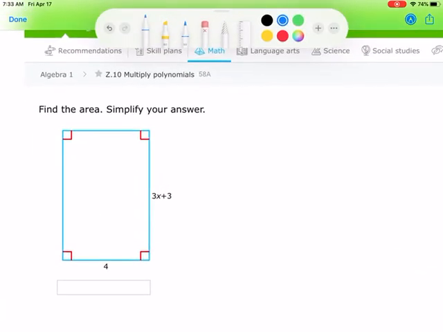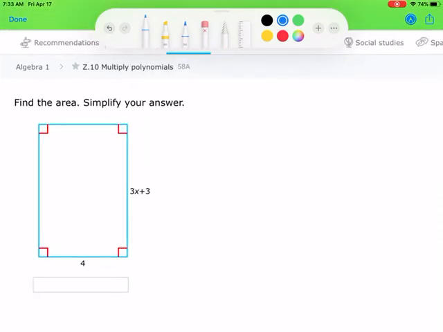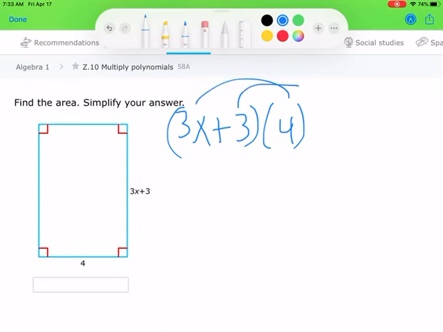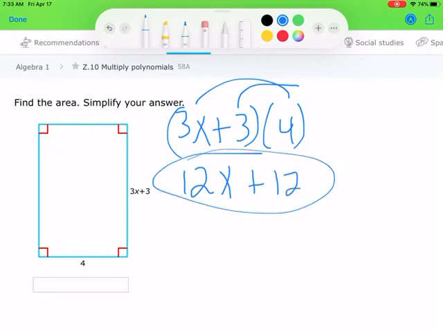Alright, find the area. So area is just length times width. So that's what I'm going to do. 3x plus 4. Sorry, 3x plus 3. So that's the length, times the width, which is 4. And just distribute that in there. So we get 12x plus 12. Boom. That would be your answer.